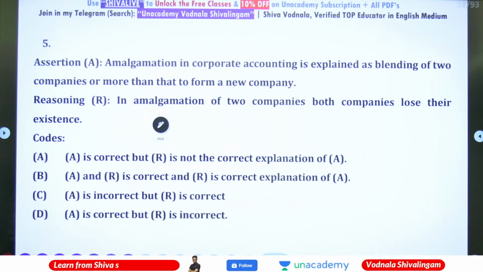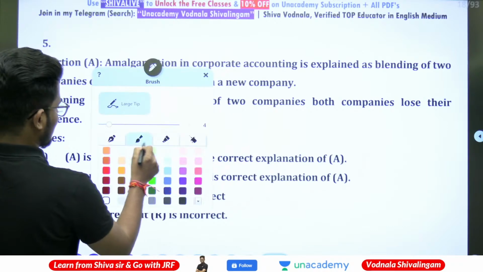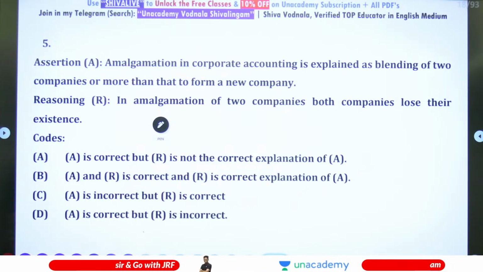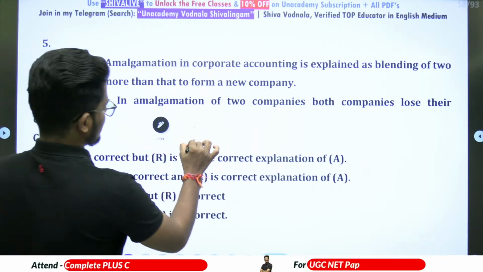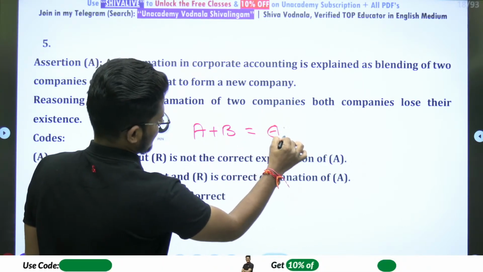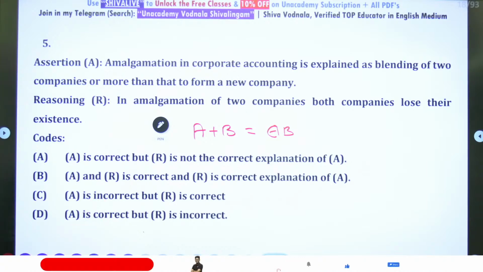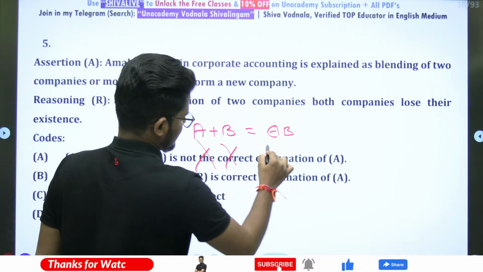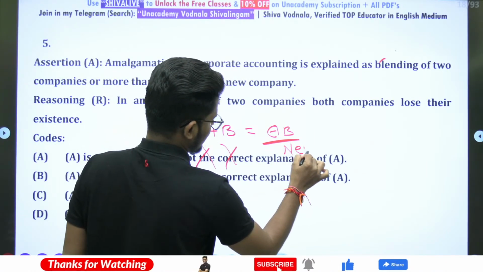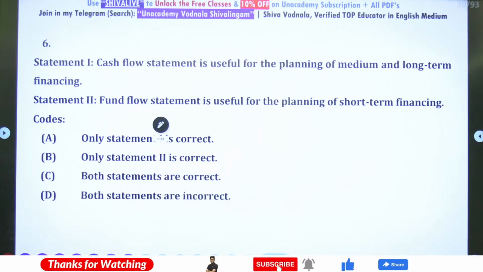So answer for this question will be option number B, because both are correct statements. Yes, amalgamation is equal to combining two companies to form a new company, that is A, B or C, D, whatever the new company. So combining two companies and both the companies will lose their existence to form this new company. A new baby will be there. Next, both parents will die.